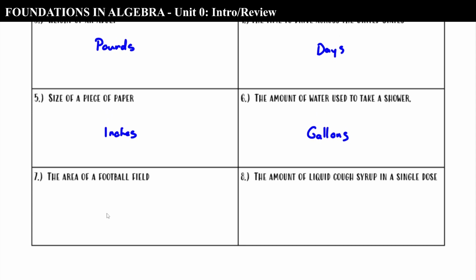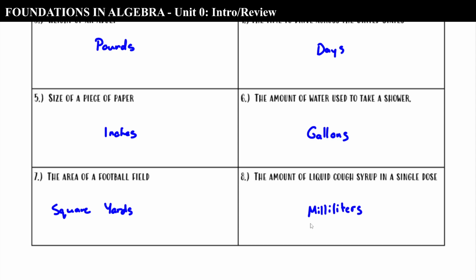The area of a football field, we usually talk about that in yards, but not just yards, but square yards, okay? So you can put the little 2 up there like that, or we could just say the word square yards, because you have to multiply the length and the width. So yards times yards gives us square yards. And then finally, the amount of liquid cough syrup in a single dose. You could say a teaspoon, but I would probably go milliliters. And you've measured in milliliters most likely if you've ever used one of those little cups to measure your dose of medicine.